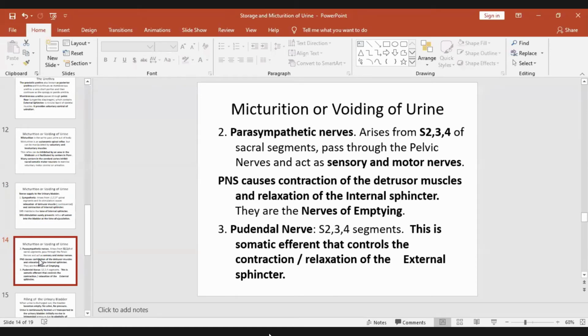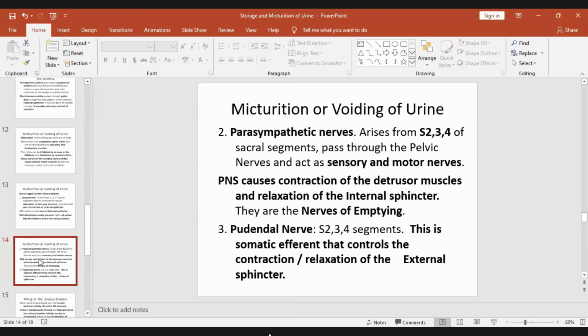Ladies and gentlemen, again try to remember, in the spinal segment, the lateral horn cells are responsible for the autonomic system, whereas the anterior horn cells are responsible for the voluntary motor system. Then segments S2, S3, S4, this is a somatic efferent that controls the contraction and relaxation of the external sphincter.